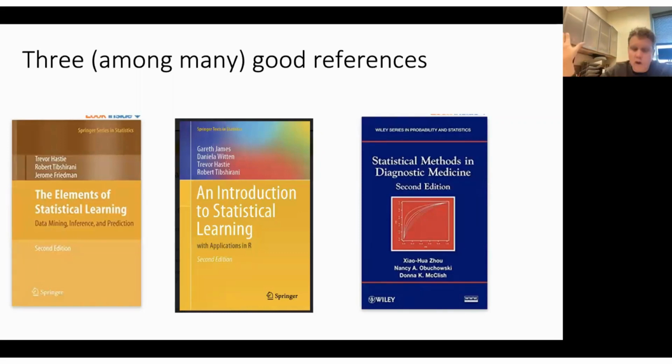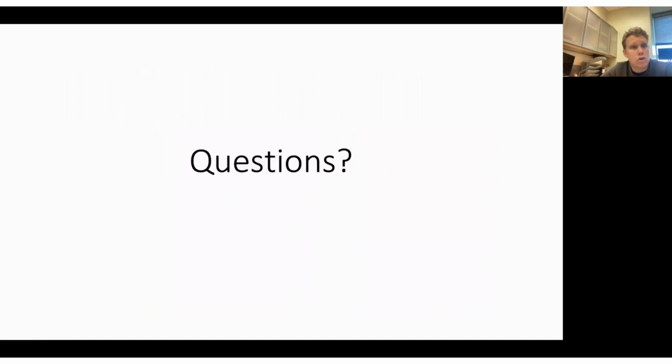There are a bunch of references. If you Google anything online, you will probably find a million blog posts about this or that. Here are three references from the statistical literature that I like. The Elements of Statistical Learning is a very popular machine learning book that covers both how to do machine learning and how to evaluate it. The Introduction to Statistical Learning is a little lower level than the Elements of Statistical Learning, and the last book is a little more focused on diagnostic methods. And that concludes what I wanted to say. We're happy to answer any questions.